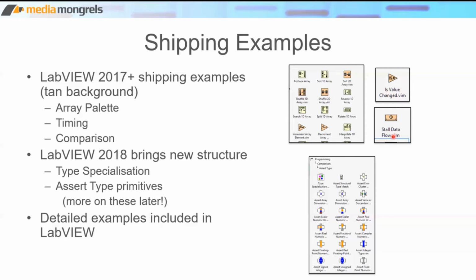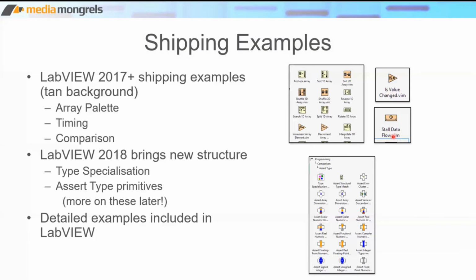So there are a few examples in the array palettes, timing, and comparison palette. There's a logger function that can log anything you wire to it to a text file. So it's quite useful for debugging. You can just drop this VI in wherever you like in your code, and it will log whatever the value is to a file. So that's quite a flexible thing.